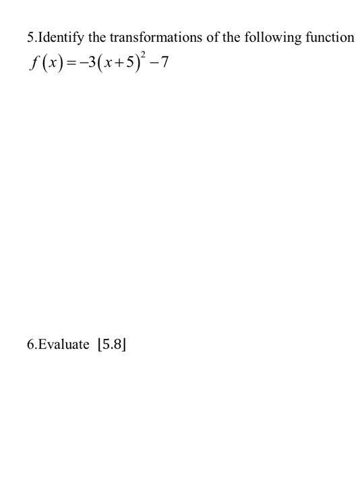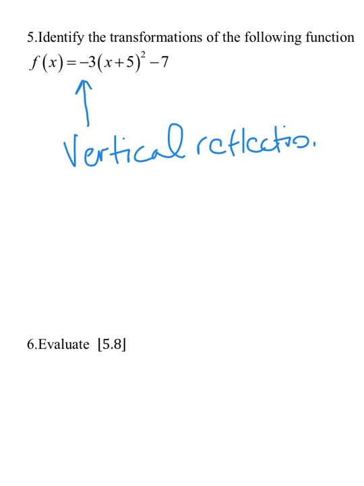In the next question, we are identifying the transformations of the following function. So again, I want you to read the equation from left to right. We're going to start with the first transformation. The first transformation we see is this negative sign. So this is called a vertical reflection. The next transformation we see is the 3. The 3 is a vertical stretch.